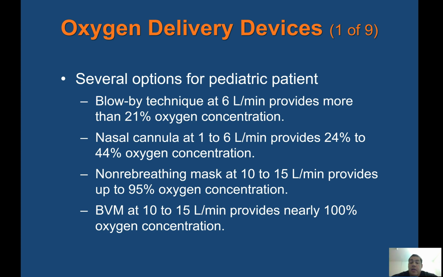Oxygen delivery devices, several options for pediatric patients and also for adults. You guys should all know this by now. Blow-by oxygen at 6 liters a minute provides more than 21% oxygen concentration. Nasal cannula 1 to 6, non-rebreather 10 to 15, and BVM at 10 to 15 liters per minute. BVM is the highest form of oxygen concentration, provides nearly 100%. Non-rebreather provides up to 95, and it gets lower and lower.